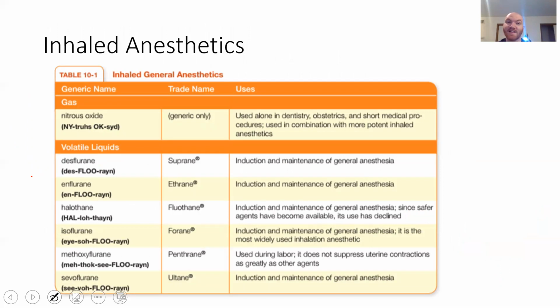So inhaled anesthetics, there's a few different classes: gases that are used, or volatile liquids, which are basically liquid at room temperature. They have a very high vapor pressure, and you can turn them into a gas very easily. This is like the anesthesia machines where you have the person sitting at their head.